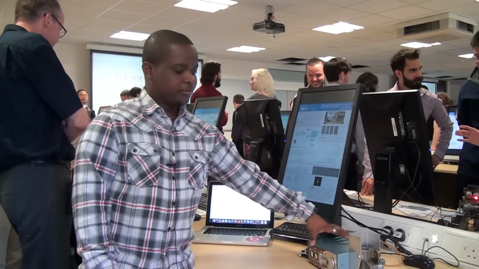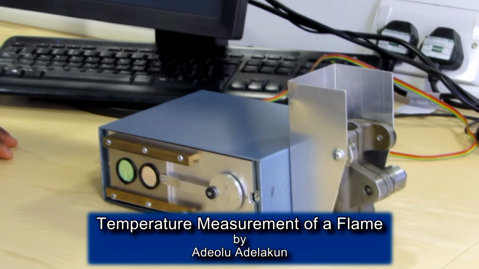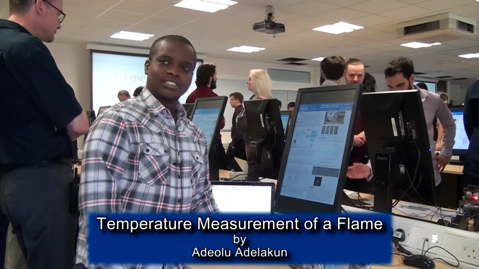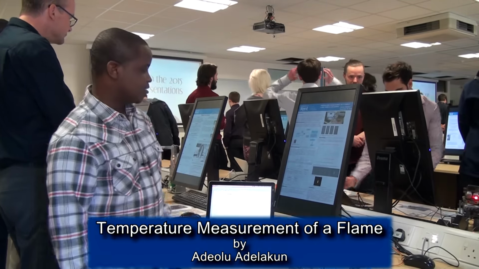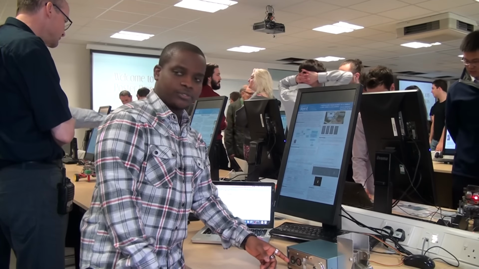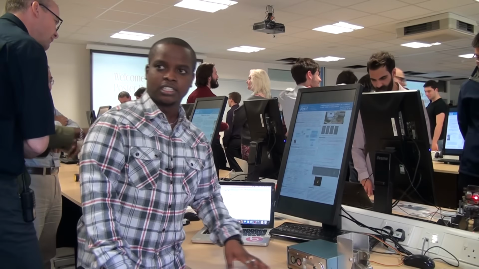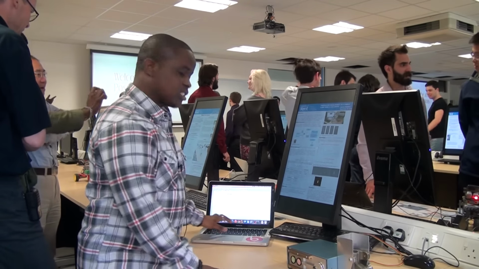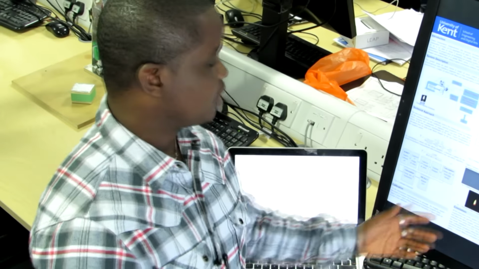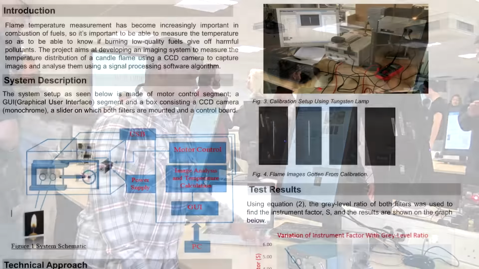The name of my project is temperature measurement of the candle flame using a CCD camera, and it works by taking images of the flame using two different filters with two different wavelengths. Then it processes the images using MATLAB and provides a temperature map like it's shown here.